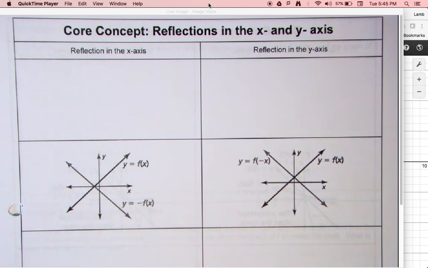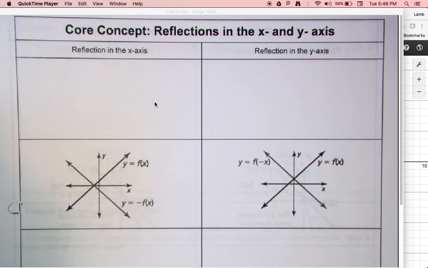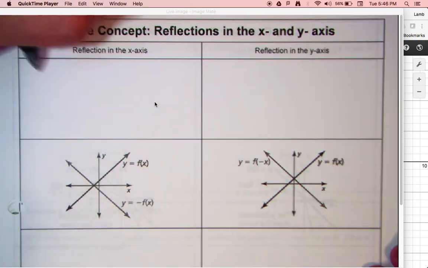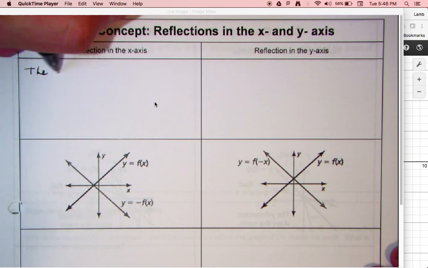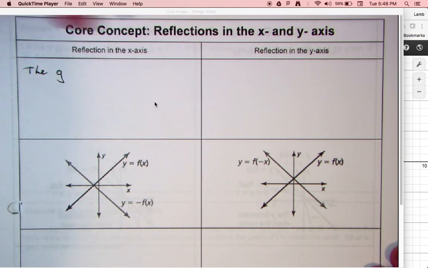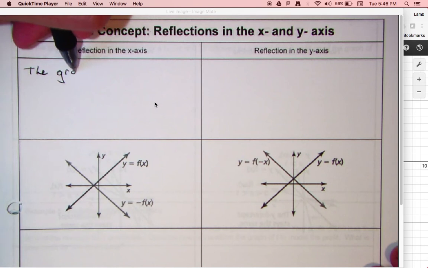So there's two types of reflections we're going to look at. First one's going to be reflection in the x-axis. You'll also hear me say reflection over the x-axis. Basically, we're just going to flip the graph over the x-axis and see what it looks like as far as an equation. Then we're going to do the same thing for the y. So how do we do that? It's very similar to the previous video where we have definitions of these things. We start with reflection in the x-axis.